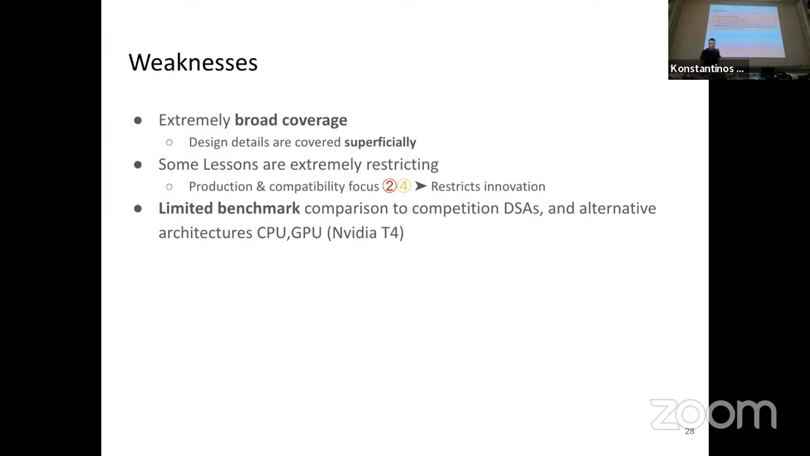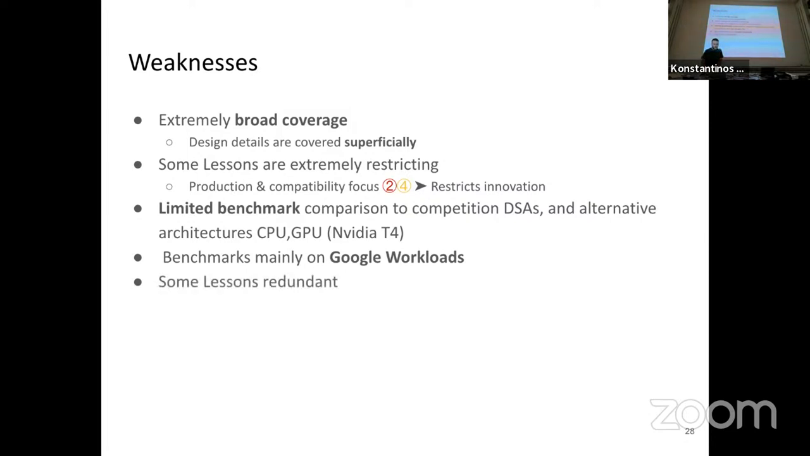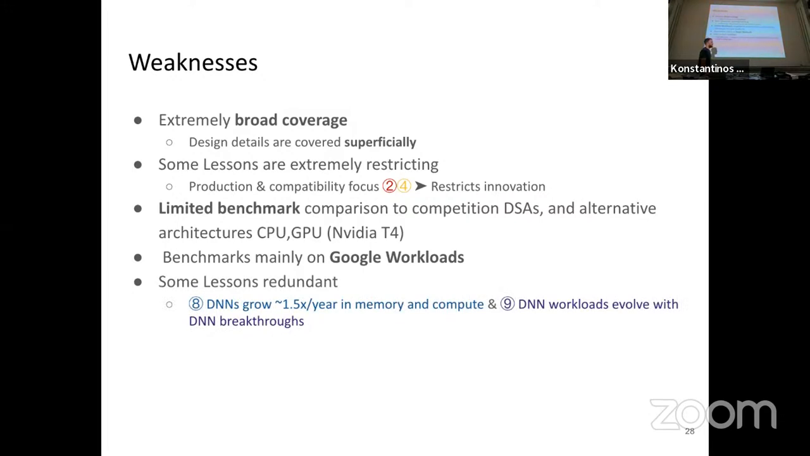And comparing it to other architectures such as CPUs or GPUs, they did compare it to the NVIDIA T4, but they, for example, haven't compared it to any of the latest NVIDIA GPUs that are much more powerful. They mainly benchmark on Google workloads, which I have a problem with, since it might work very well for them, but who knows how it will work for other companies that probably have completely different demands on their workloads. And then some of the lessons were quite redundant. To be honest, I think that's just because they wanted to round the number up to 10.